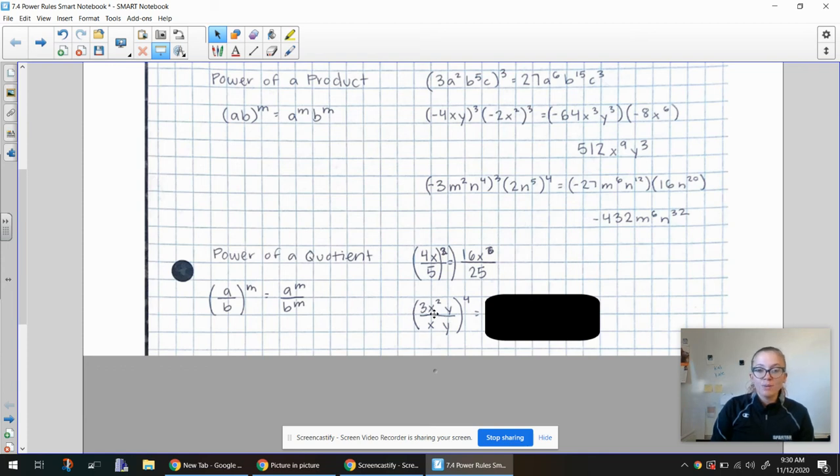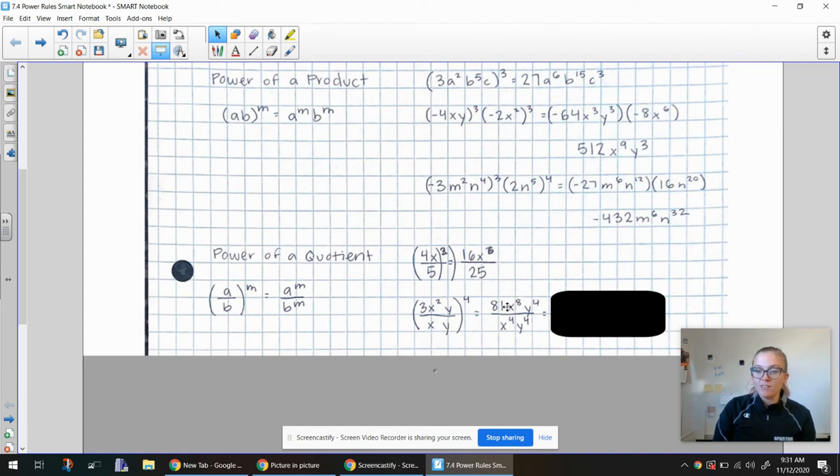Then I have (3x²y/xy)⁴. Well, I'm going to raise every single thing here to the fourth power. So 3 to the fourth power is 81. x squared to the fourth power is x to the eighth. y to the fourth power is y to the fourth, over x to the fourth, y to the fourth. I raised every single piece of this expression to the fourth power.